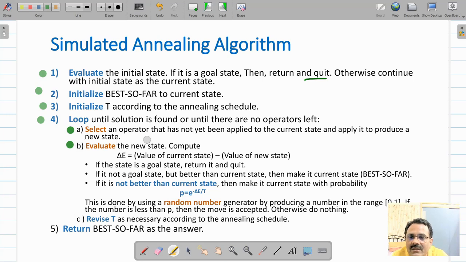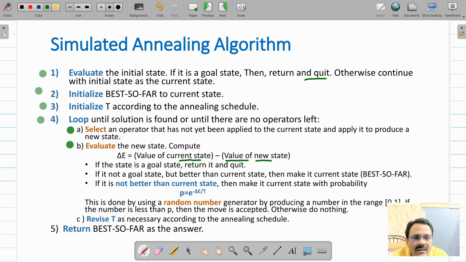Then evaluate that new state, compute its energy, then compute the change in energy, that is delta E. This delta E is the value of the objective function at the current state minus the value of the objective function at the new state.